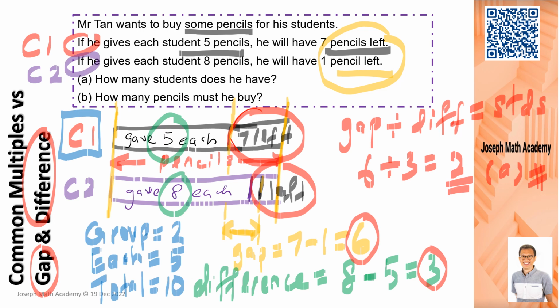But 10 is not the real total, because there will be 7 pencils left. So what we need to do is take 10 plus 7. Okay, I'm going to remove this. I need a space, so I'm going to write the word difference here. The actual total will be 10 plus 7 because we have 7 pencils left. So 17. So what is this 17? 17 is the total number of pencils that he must buy.